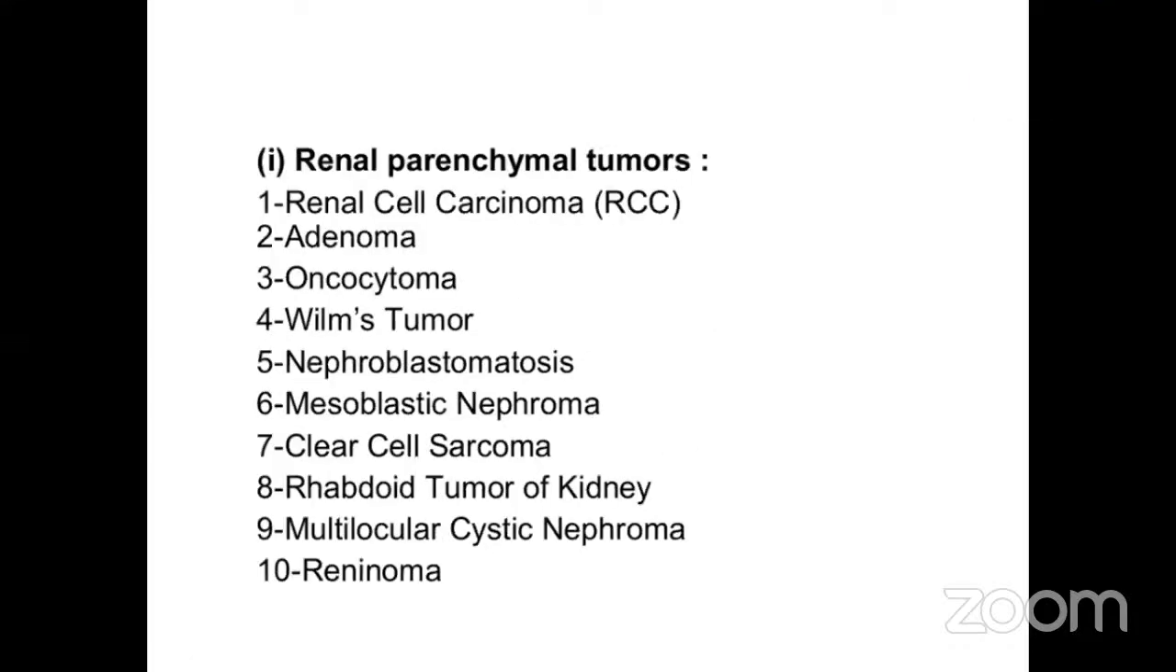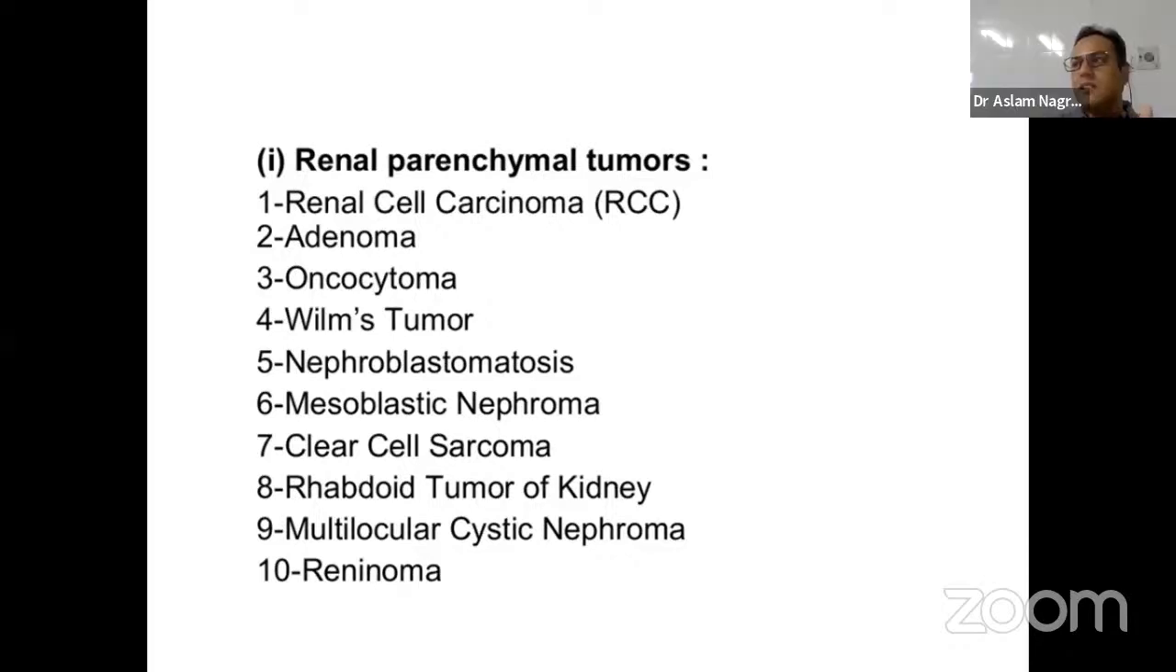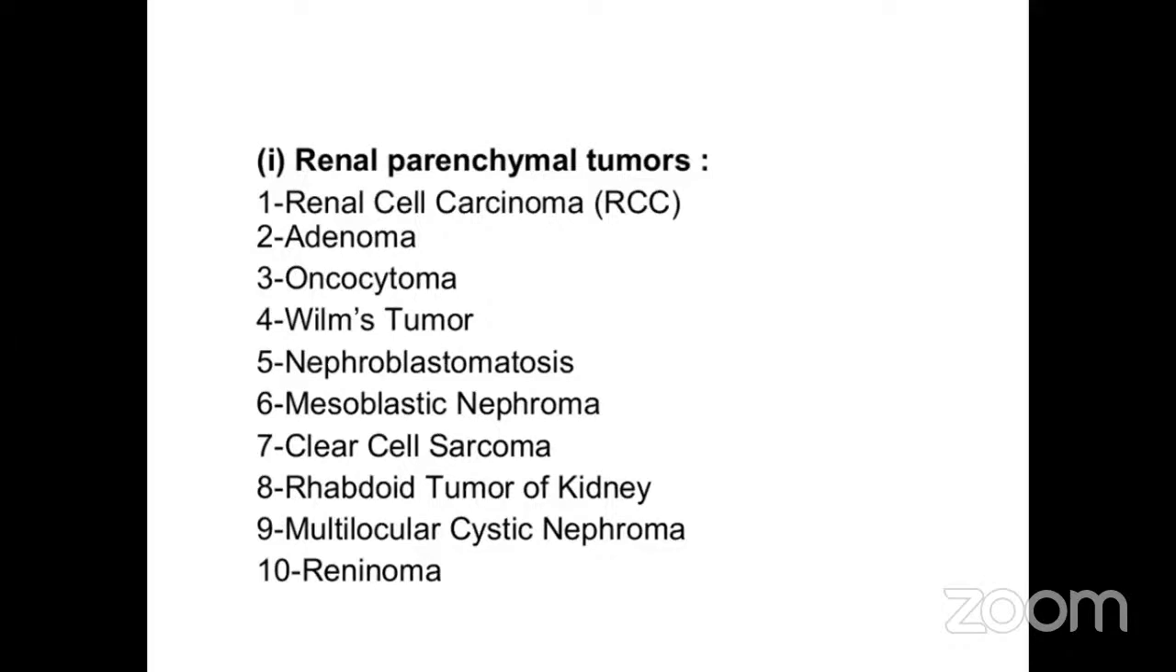So these are the renal parenchymal tumors. The most common is renal cell carcinoma. Sometimes it is very difficult to differentiate between renal cell.